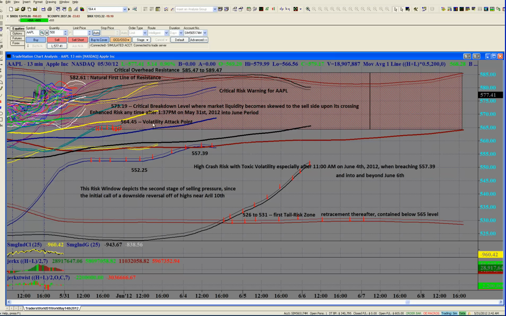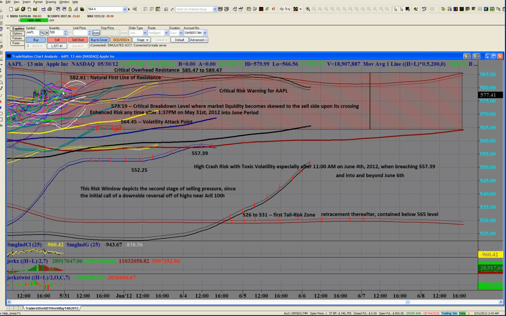We call this the volatility attack point because upon getting underneath that level, at any point in this red risk box, which we call the critical risk warning for Apple, or the risk window, the height of the box is defined by the critical overhead resistance, which is between 585.47 and 589.47 in the event of a spike. There's no need that it has to go up there. We're entering a very weak period, and it looks like 582.61 is a natural first line of resistance.